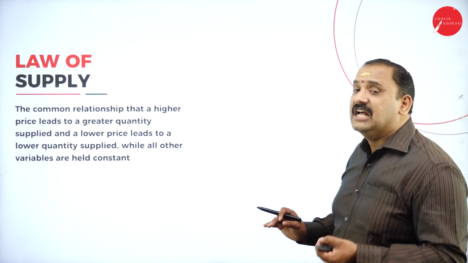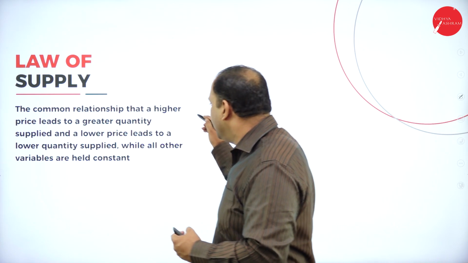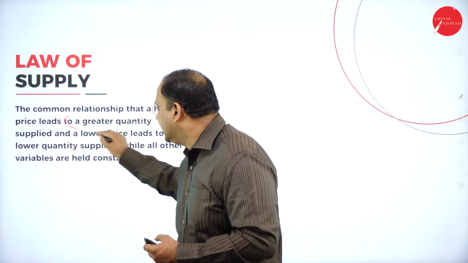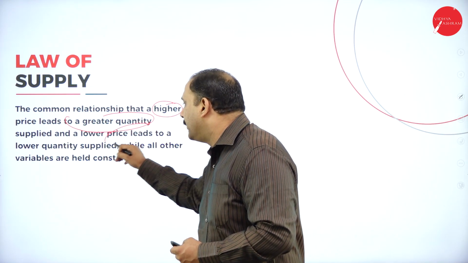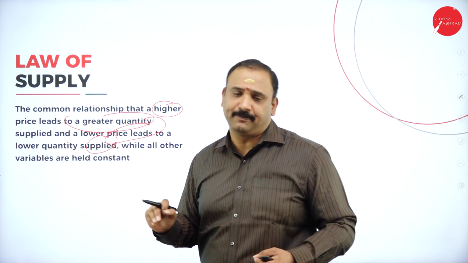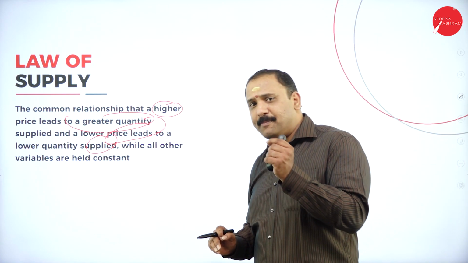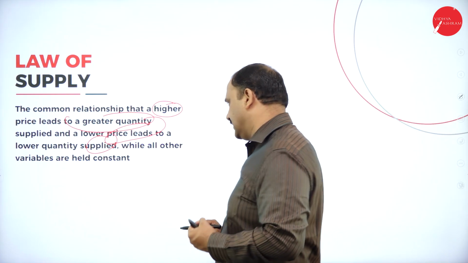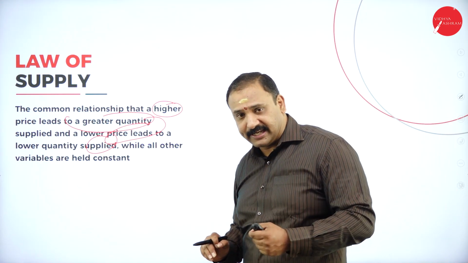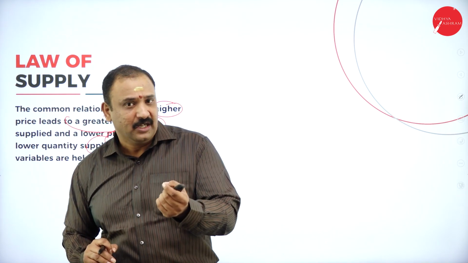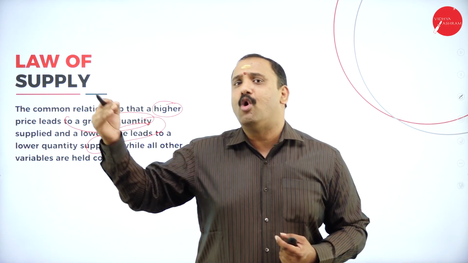The next thing is the law of supply, which is very, very important. What it says, the common relationship that a higher price leads to a greater quantity supplied, very, very important, and a lower price leads to a lower quantity supplied. This is a direct relationship. In the case of supply, what happens is that the moment there is a price movement upwards, the quantity supplied will also be higher. Why? Because the suppliers think that this is the right time to make profit. Because there is a movement of the product in the market, I will tend to supply more and more.